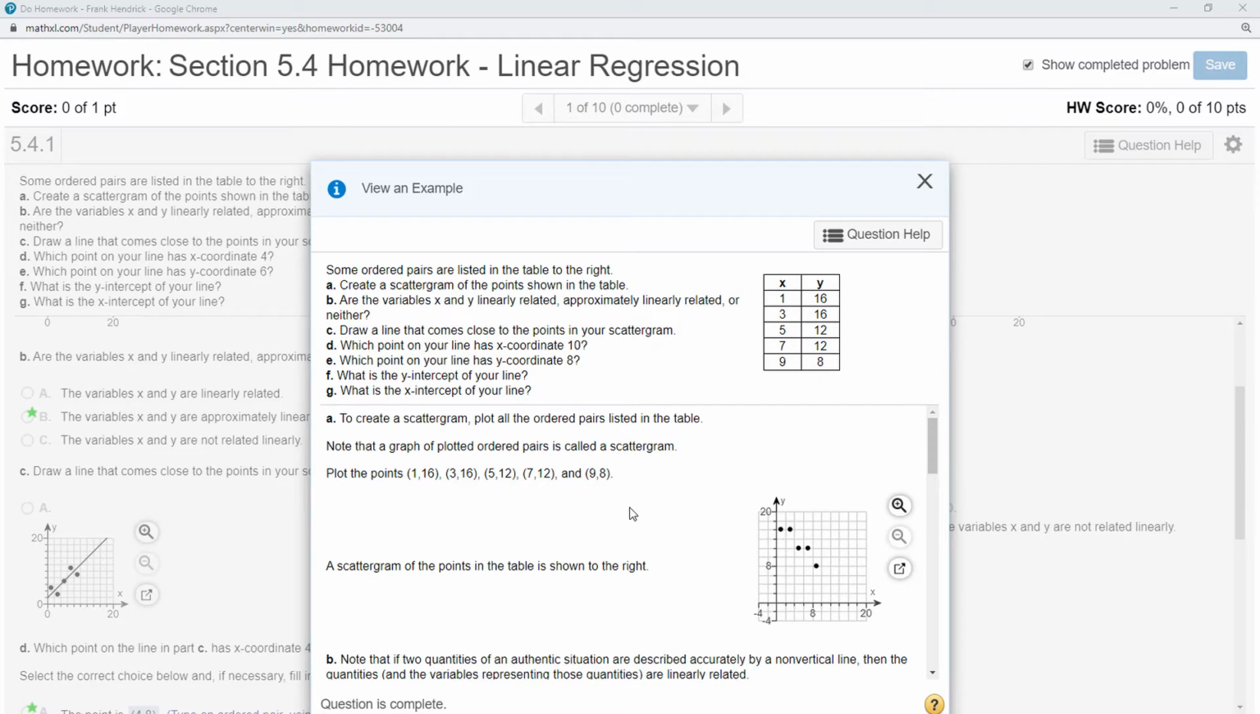This one here asks us about linear regression. They're looking for patterns in the behavior of the data, whether or not it forms a straight line. You can deal with predictability as one gets larger, the other gets smaller, or as one increases, one decreases. In this case, they give us a set of data points and want us to plot the points and make a scatter diagram, so there's your scatter diagram there.